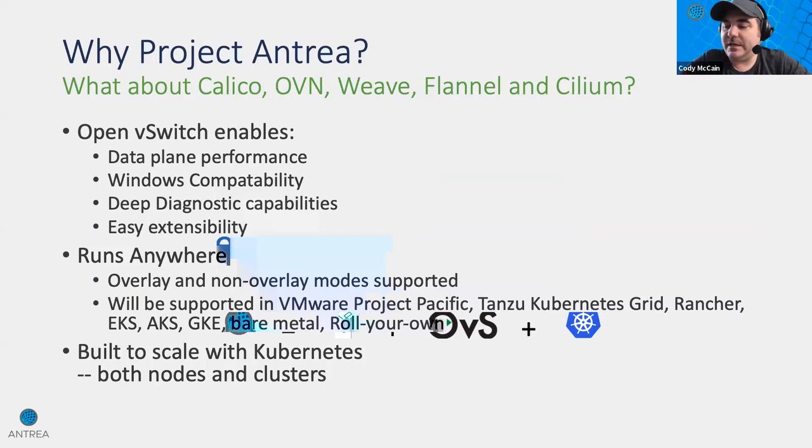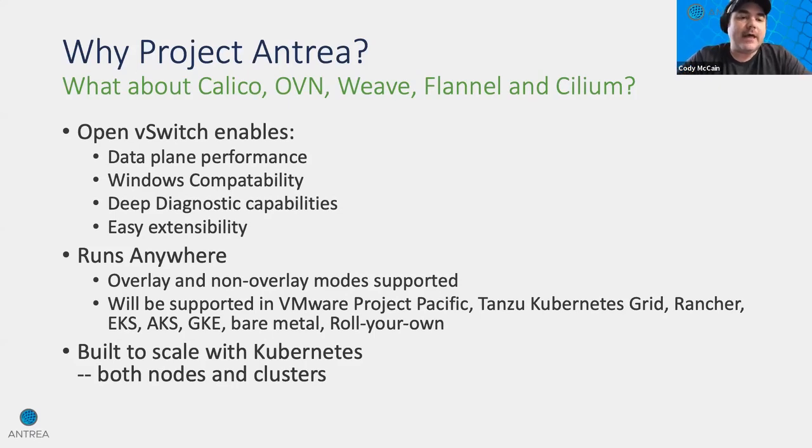So the first question, and it's probably the biggest question in the room, is why Project Antrea, right? Isn't there already a bunch of CNI work out there? What about Calico? What about OVN, Flannel, and Cilium? Yeah, there's a lot of CNI projects out there, but a lot of these projects that have come and gone have been based on Linux kernel networking primitives such as iptables. There is some new work going on with extended Berkeley Packet Filter. But Open vSwitch actually brings a very interesting architecture and capability to the scene.